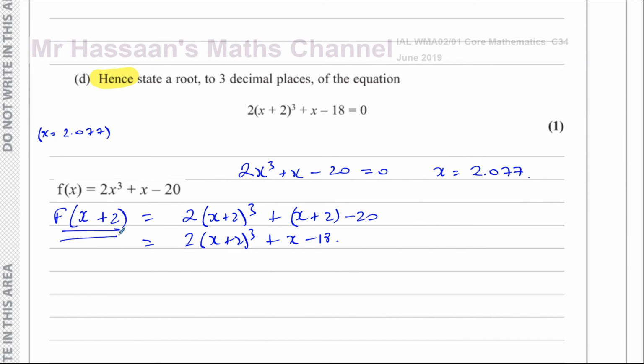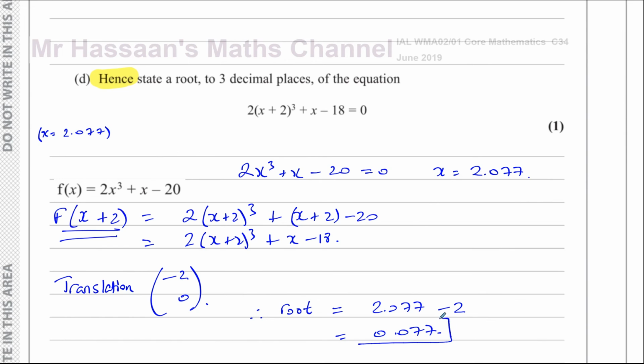So how does this compare to f of x? Well, we can see that this is simply a translation by the vector minus 2, 0. So all the x values, you take away 2 from them. The root is transformed 2 units to the left. Everything is moved 2 units to the left, including the root. So therefore, the root is going to be equal to 2.077 minus 2, which is 0.077. So there is the answer to that question.